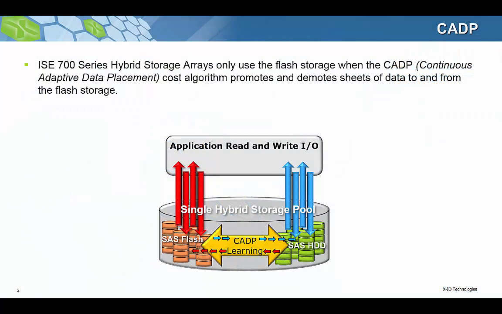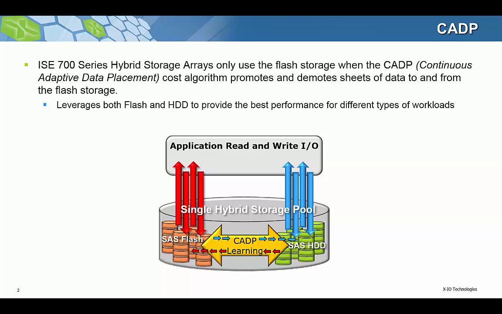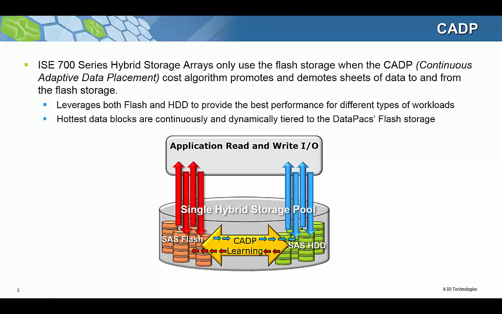Legacy Hyper ICE and 7 Series ICE only use flash storage when CADP, Continuous Adaptive Data Placement Cost Algorithm, promotes and demotes sheets of data to and from the flash storage. The ICE volumes leverage both flash and HDD to provide the best possible performance for different types of workloads. The cost algorithm ensures that the hottest data blocks are continuously and dynamically up-tiered to the data pack's flash storage, where those blocks remain for as long as they are hot.